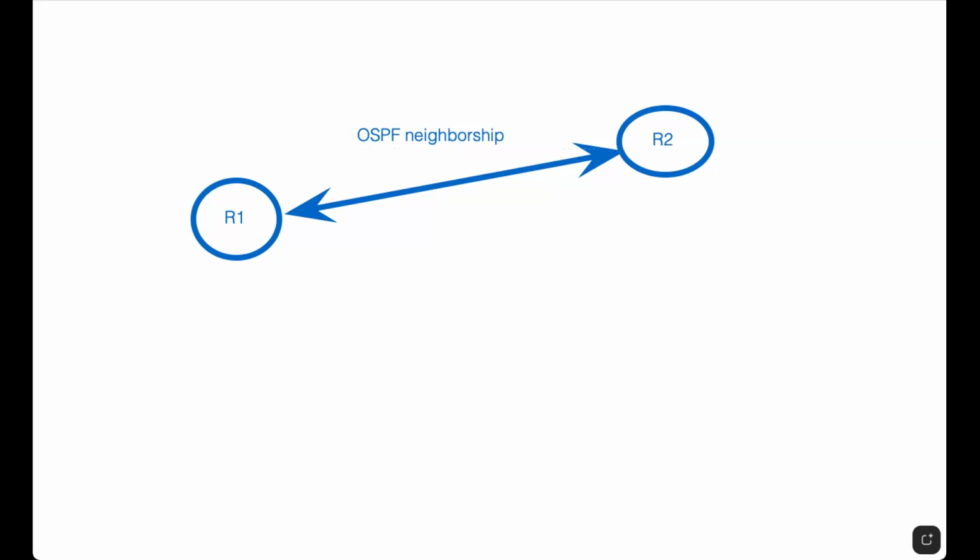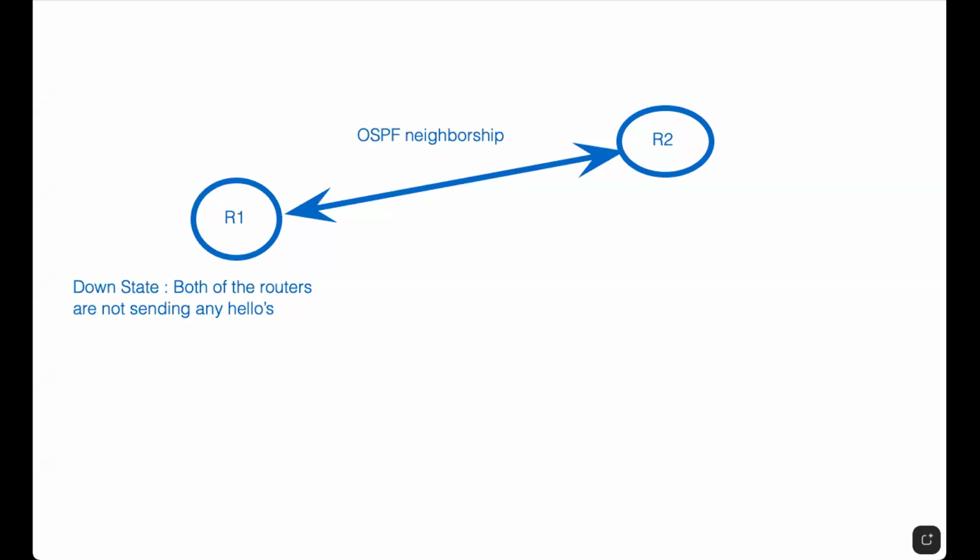There is a step-by-step process on how the neighbors form in terms of having the relation. The first stage is called the down state. In the down state, both of the routers are not sending any hellos. That is the first stage. Both the routers are not sending any hellos.